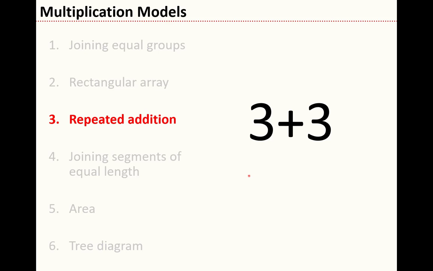Very abstractly, we can think of multiplication as simply repeated addition. If I add 3 to itself, 3 plus 3, this is 2 times 3. Or if I add a lot more of those, 3 plus 3 plus 3 plus 3 plus 3, I have 5 of those, and this gives me 5 times 3.